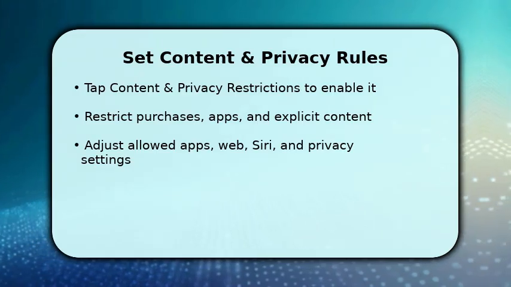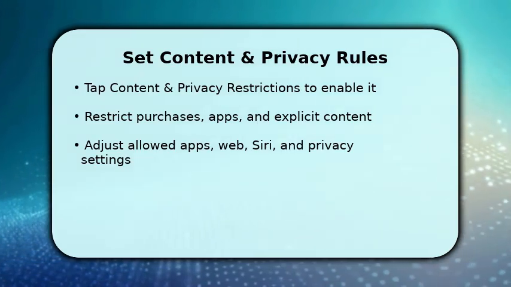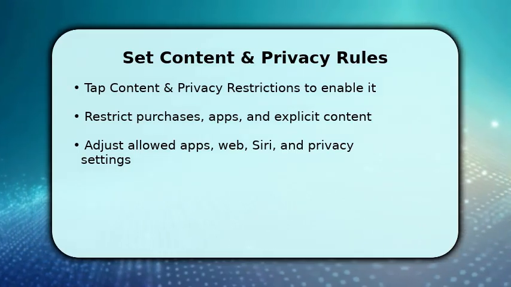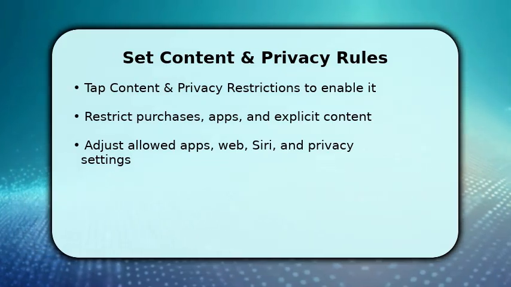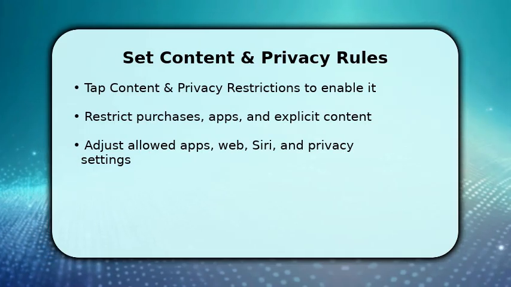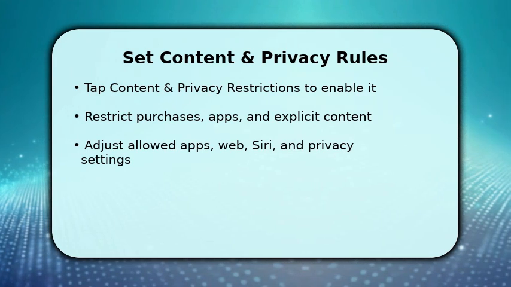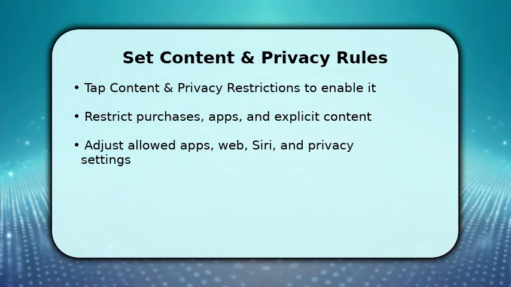Next, set app age ratings and disable specific apps if needed. Then visit privacy settings inside the same screen to control location, contacts, and microphone access. Once set, these rules block changes without your screen time passcode, so double-check each category for the exact limits you want. Finish by reviewing every toggle and testing a blocked action with a demo app so you confirm behavior.